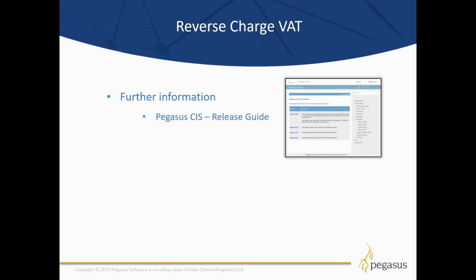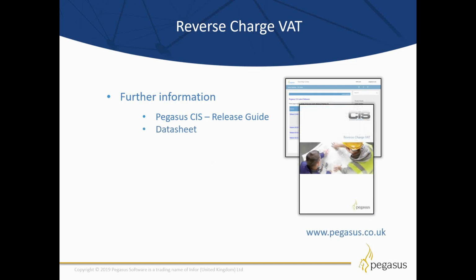In the Pegasus Help Centre, there is a Pegasus CIS 4.10 release guide that takes you through the Reverse Charge VAT and how it's been implemented within the software. But also, if you go to the Pegasus website, pegasus.co.uk, you'll find this data sheet that gives you a concise overview of Reverse Charge VAT, along with a concise description of how it's been implemented within Pegasus CIS and Opera 3.